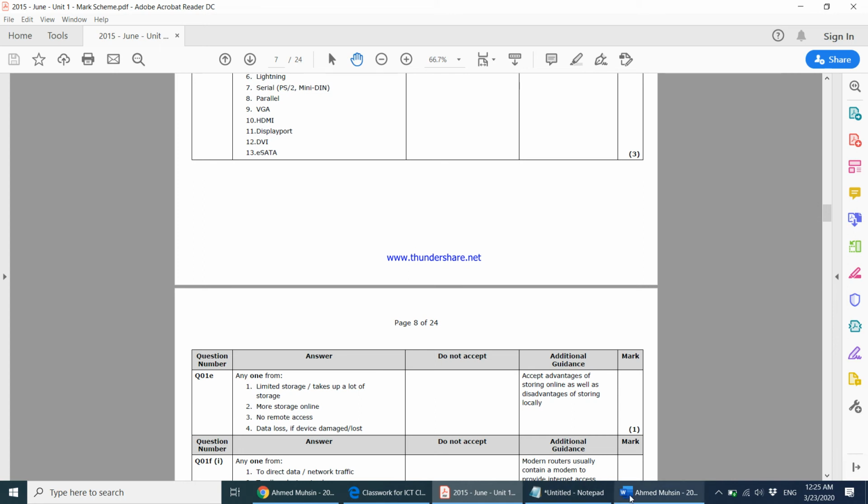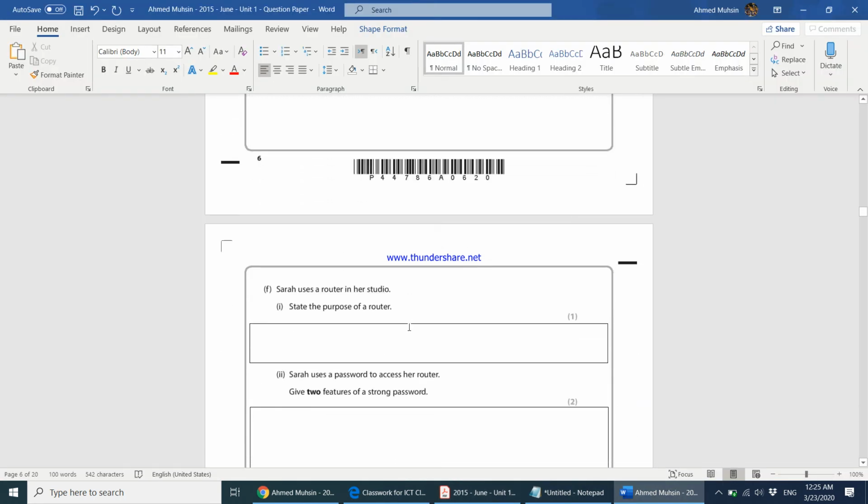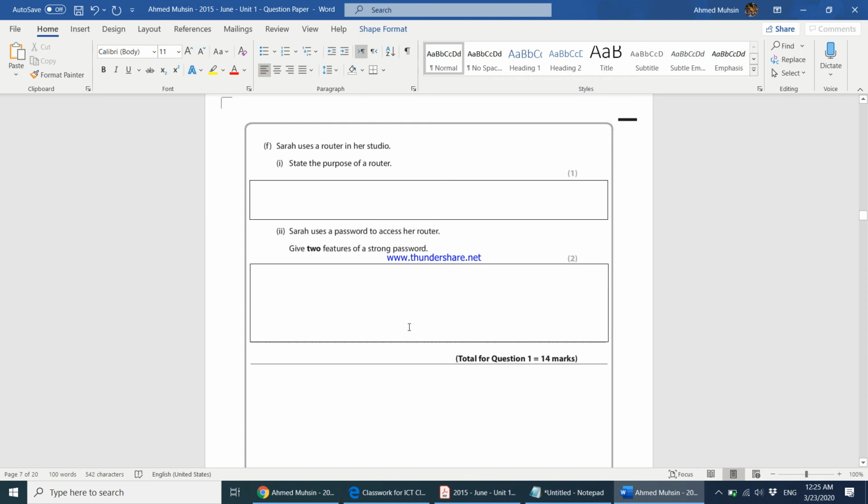Then moving on to question number F, it says Sarah uses a router in her studio. State the purpose of a router. Now a router has many functions. So I'll just put down one of the best answers that you can say: the router is used to connect the digital devices in her studio to the internet service provider.